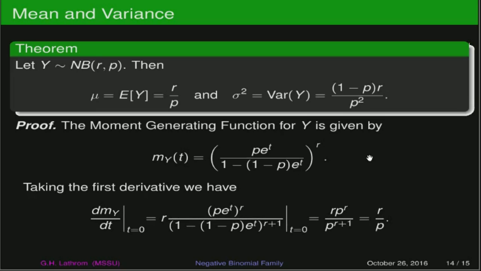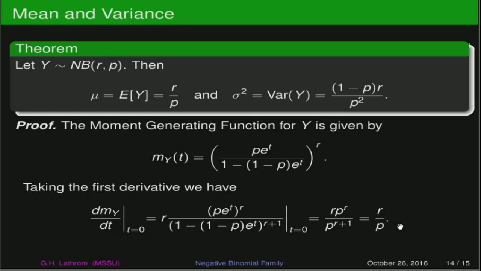Now, this expression is a simplified expression. What you would need is to go back and look at your quotient rule to take the derivative, and I'll leave that as an exercise to the viewer to go back and take the derivative, see if you can simplify everything and get down to this expression. But then we take this expression and plug in t equal to 0, do a little algebra, and sure enough, this simplifies to r over p.